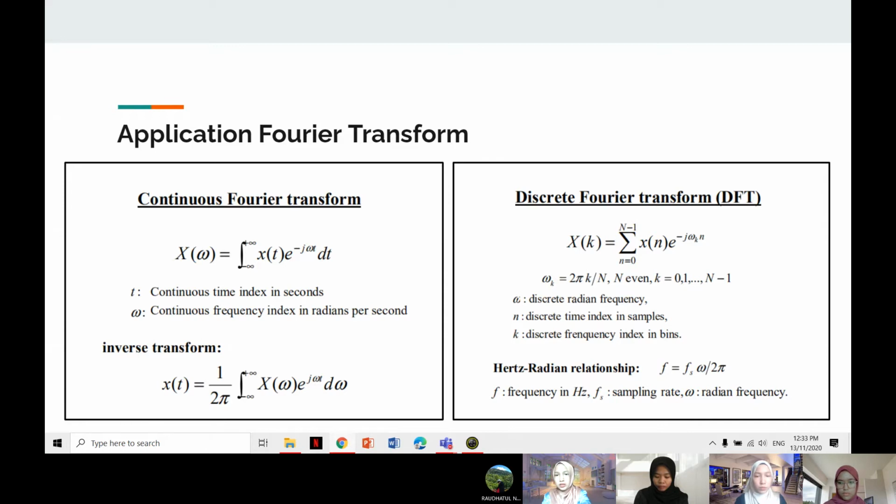Okay, next, discrete Fourier transform. This is the formula. w is discrete radian frequency, n is discrete time index in samples, and k is discrete frequency index in bins, and the last is the frequency radian relationship. Okay, next slide.